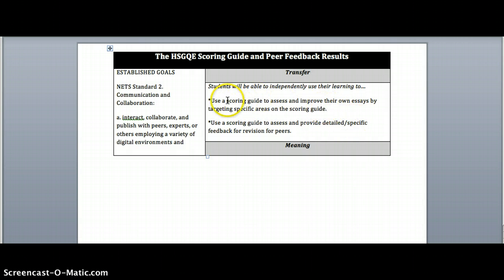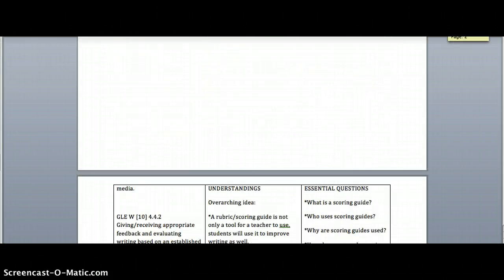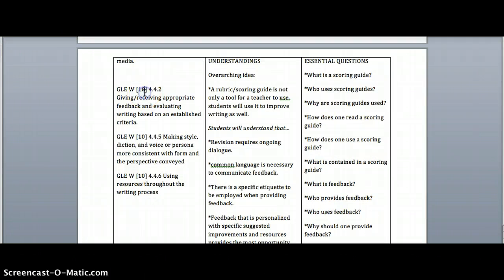We're going to be focusing pretty heavily on using the scoring guide, particularly to assess and improve their own writing and provide feedback to peers. So moving forward, I have various GLEs that will be addressed as well, specifically in regard to providing feedback using established criteria, which obviously will be the writing test, practice writing test rubric.